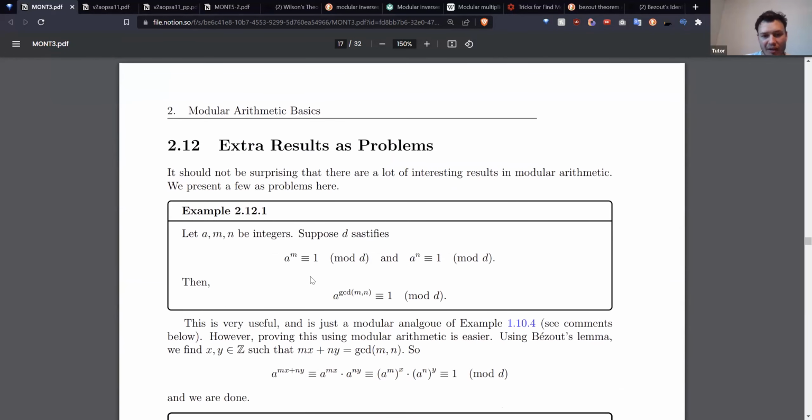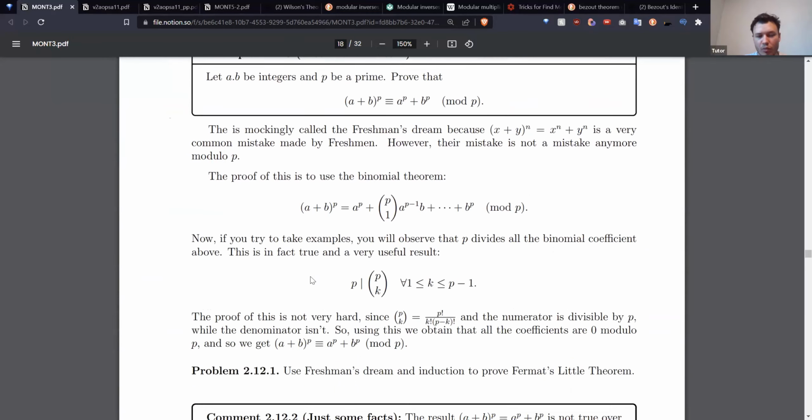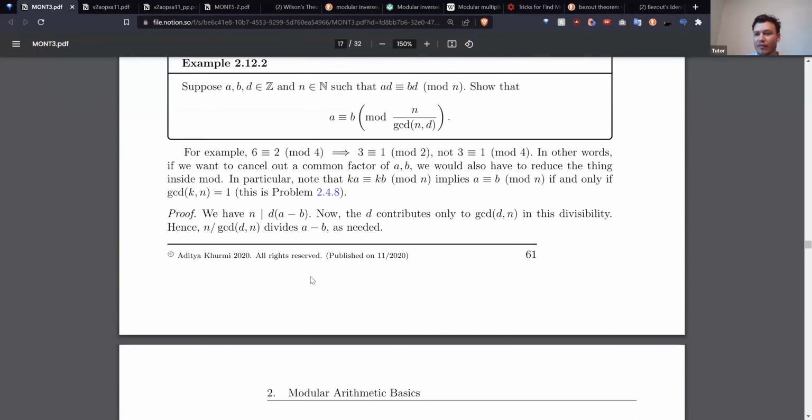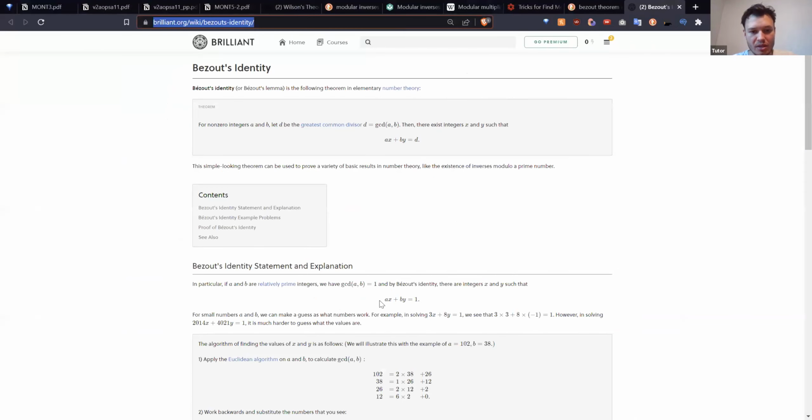There is some extra stuff with orders and polynomials in modular arithmetic, but we don't need that for now. So we will take a break here. If you want to read more about this, I put Wilson's theorem in the chat. One thing that's missing is Bezout's theorem, so let me also put Bezout's theorem in the chat so you can see this as well.